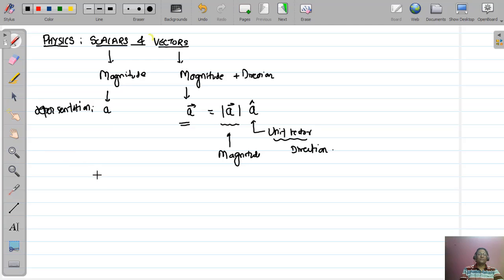Some examples of scalars are physical quantities like mass, length. Similarly, some examples of vectors are force, torque, and so on. Now there are some special types of vectors.